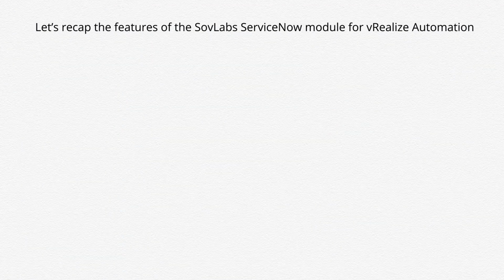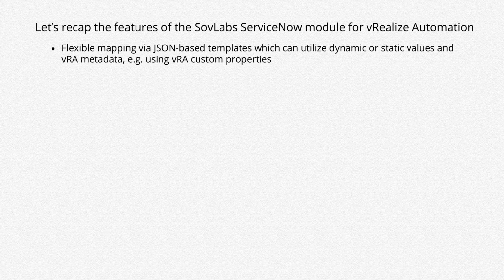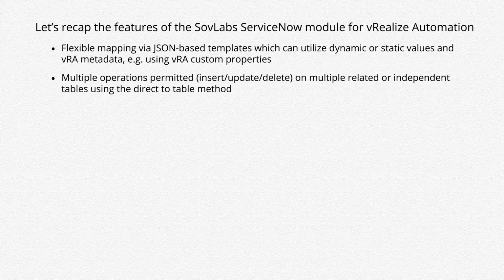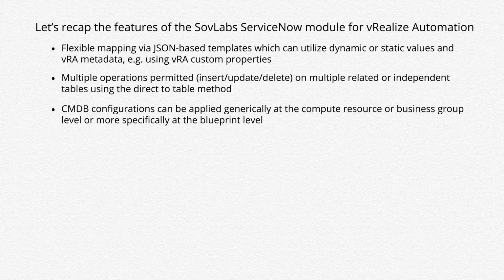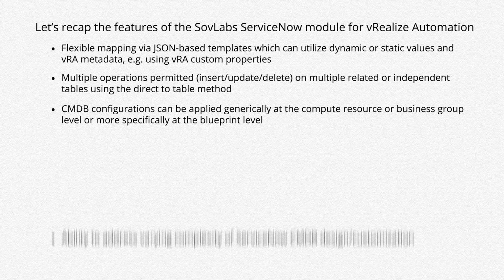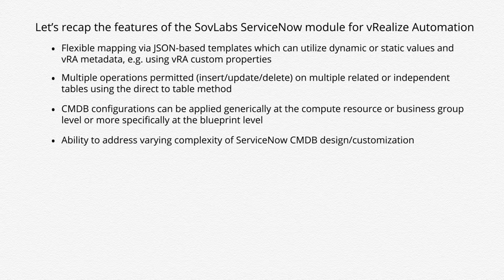Let's recap the features of the SovLabs ServiceNow module for vRealize Automation. Flexible mapping via JSON-based templates which can utilize dynamic or static values in vRA metadata, for example, the use of vRA custom properties. Multiple operations are permitted, such as insert, update, or delete on multiple related or independent tables using the direct-to-table method. CMDB configurations can be applied generically at the compute resource or business group level, or more specifically at the blueprint level. We provide the ability to address varying complexity of ServiceNow CMDB designs or customizations.